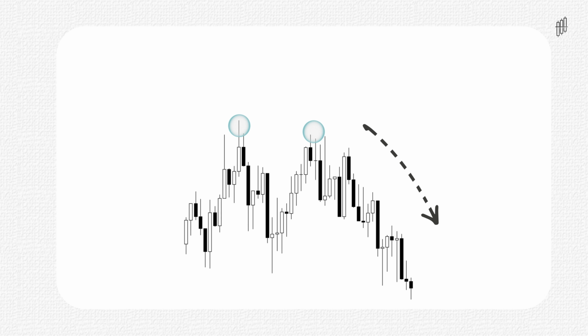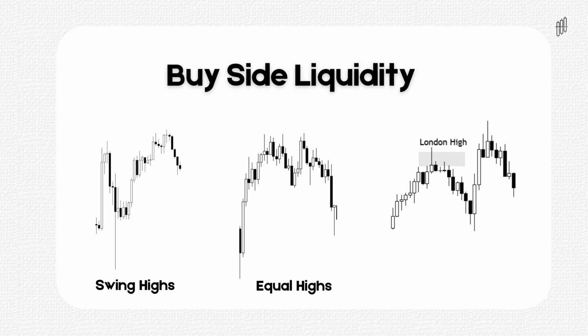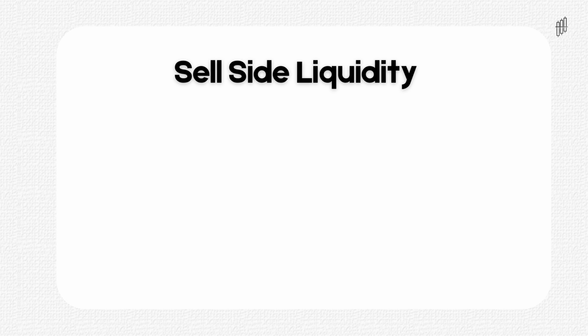Let's get specific, because knowing the concept is one thing, but being able to spot it on a live chart in real time is what actually makes you money. The first and most important type is buy-side liquidity. This sits above swing highs, equal highs, and previous session highs. This is where short sellers have placed their stop losses and where breakout traders have placed their buy orders anticipating a bullish breakout. Institutions target this pool when they need to offload their long positions or build short positions at premium prices.